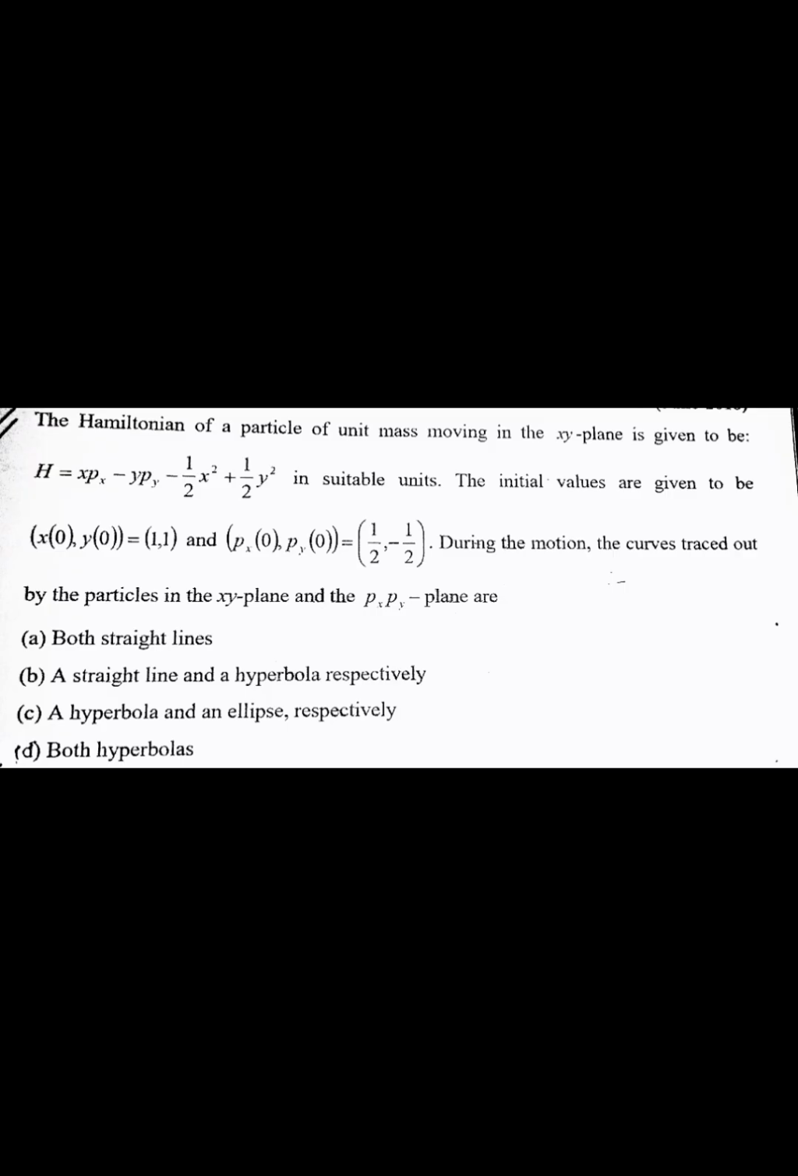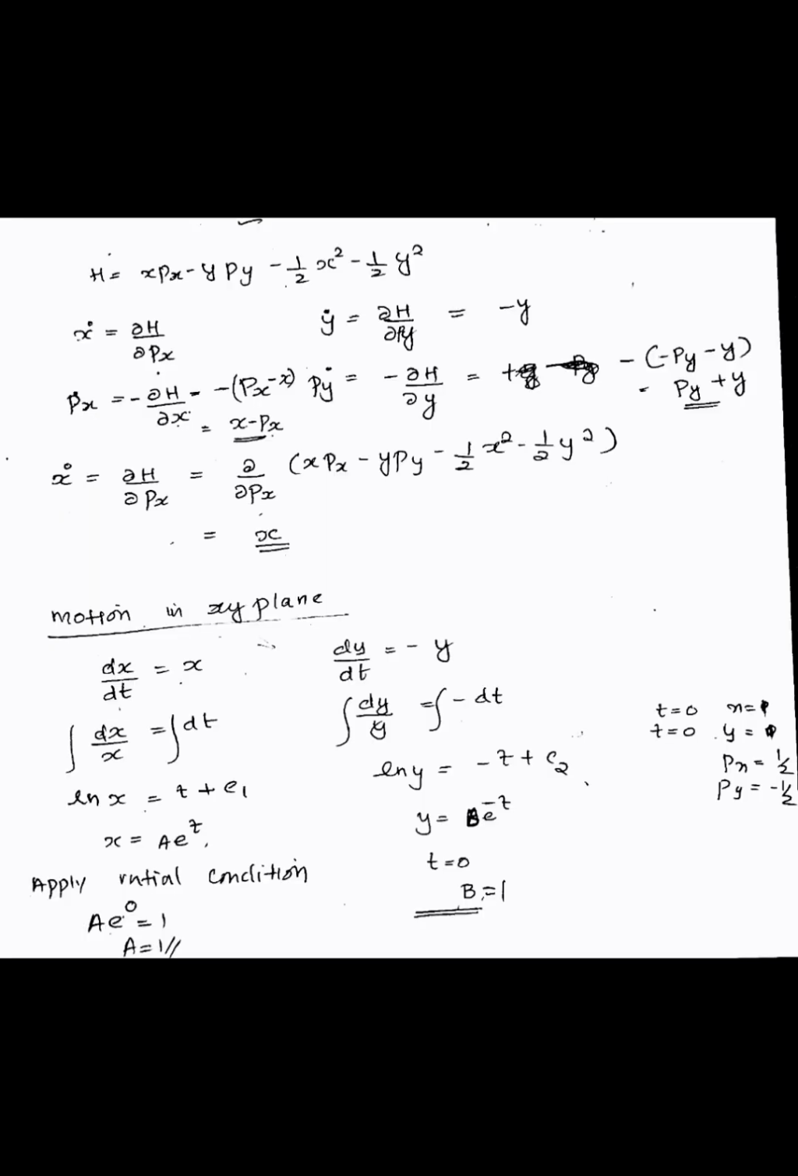Next question is, the Hamiltonian of a particle of unit mass moving in the xy plane is given to be h is equal to xpx minus ypy minus half x square plus half y square in suitable units. The initial values are given to be x of 0, y of 0 is equal to 1, 1 and px of 0, py of 0 is equal to half, minus half. During the motion, the curves traced out by the particle in the xy plane and the px py plane are dash. Here we need to find the curves traced out in the xy plane and the px py plane. Here it is given that h is equal to xpx minus ypy minus half x square minus half y square.